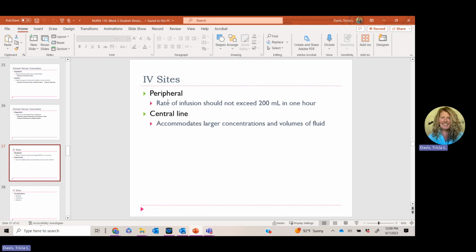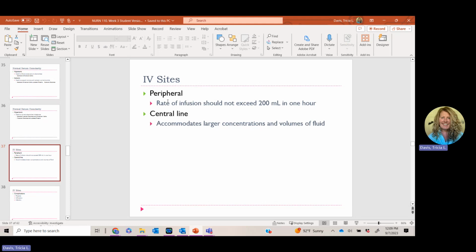So when we think about the different sites on the body where we can administer IV fluids, we can always do a peripheral infusion, which is in our arm, in our hand. The rate of infusion in any type of peripheral site should never exceed 200 mLs in 1 hour. This is how quickly the fluid's going, because these veins aren't really large enough to hold large volumes of fluid going in at one time.